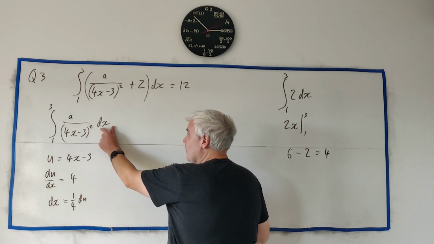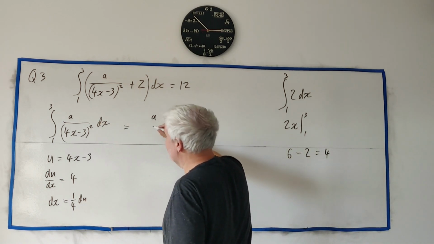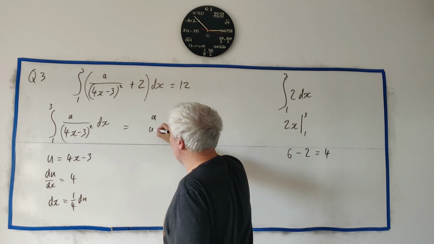Now I can replace it. So let me write all of this again. Instead, a will stay the same. Instead of the bottom row, we'll get u squared.